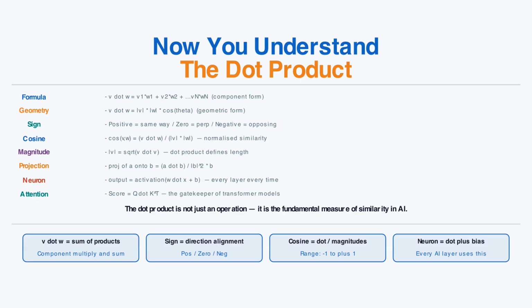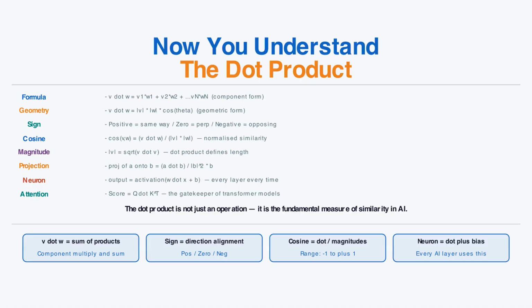The sign of the dot product tells you everything about the angle. Positive, the angle is acute, the vectors lean the same way. Zero, the angle is exactly 90 degrees, the vectors are perpendicular and completely unrelated. Negative, the angle is obtuse, the vectors oppose each other. Cosine similarity is the normalized version: divide by both magnitudes, and it gives you a pure direction measurement on a scale from -1 to +1. This is the foundation of every semantic similarity system in modern AI.